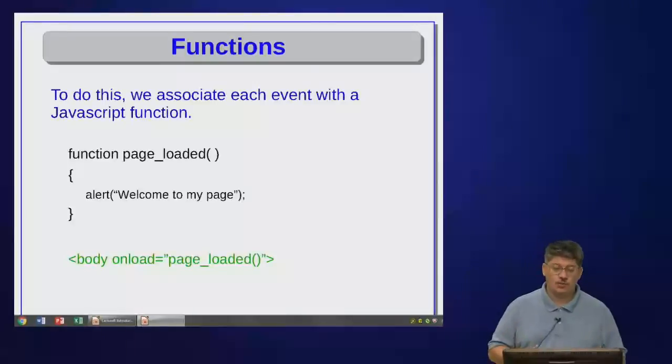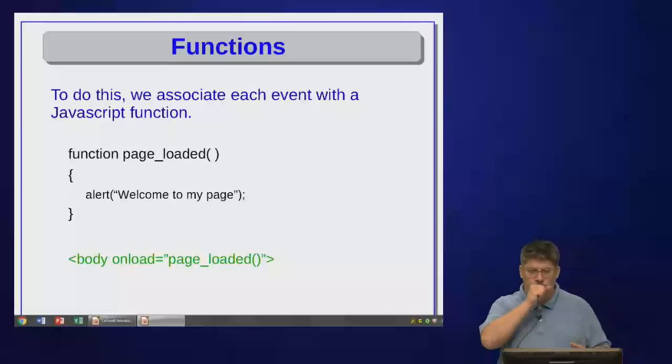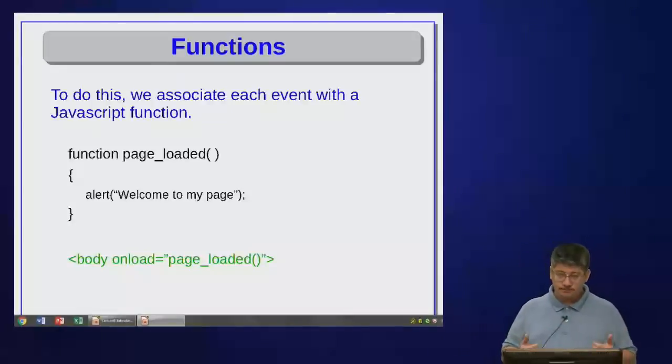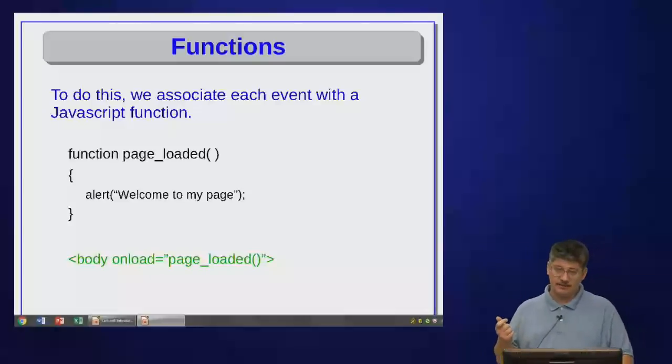So how do I do this? Well, first of all, I create a function in JavaScript. And this is an example of what a function looks like. This is a function called pageLoaded. And all it does is print a message that says, welcome to my page. And then, in my HTML, I add an attribute to one of my elements. In this case, I'm going to add an attribute to the body element. And the attribute is called onLoad.